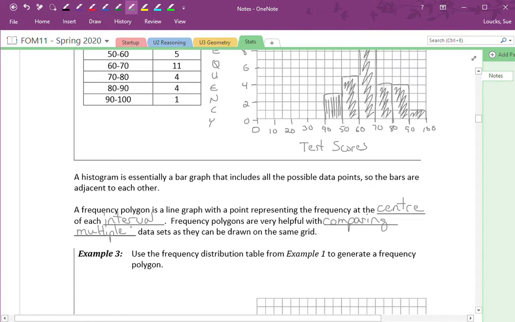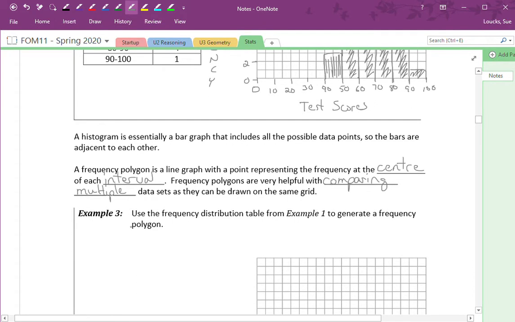That question will be on your quiz. That question will be on your test. Why are frequency polygons more useful than histograms? And the answer is that they are good for comparing multiple data sets because they can be drawn on the same grid. Okay, you have been warned.